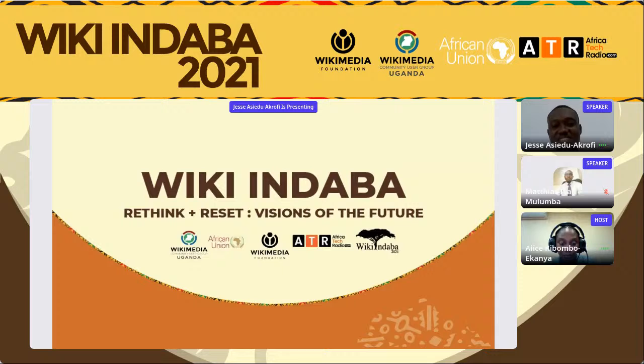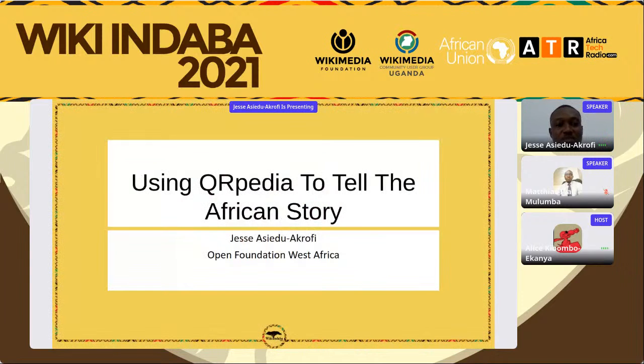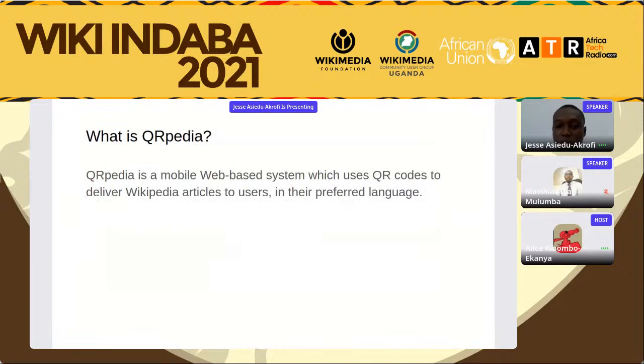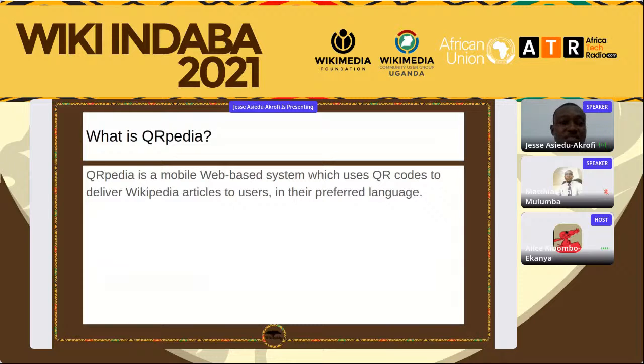Okay, thank you, Alice, and thanks to everyone for coming to join this session on using QRpedia to tell the African story. So we asked ourselves, what's QRpedia? QRpedia is a mobile web-based system which uses QR codes to deliver Wikipedia articles to users in their preferred language based on where you are in the world.